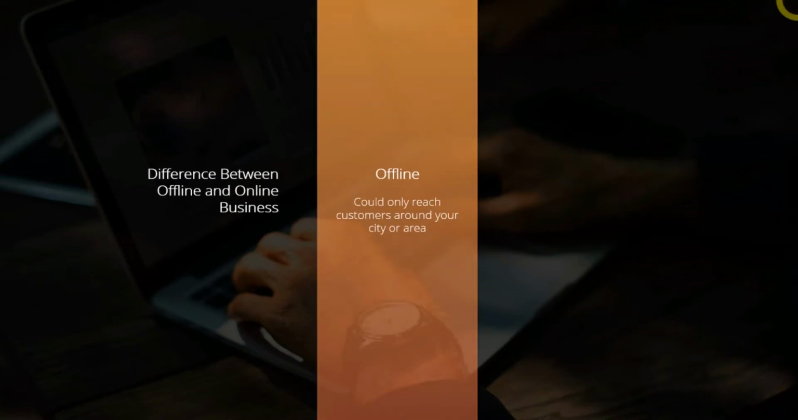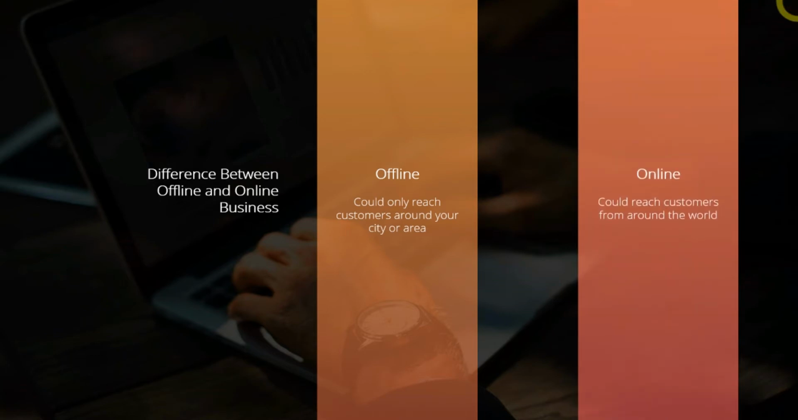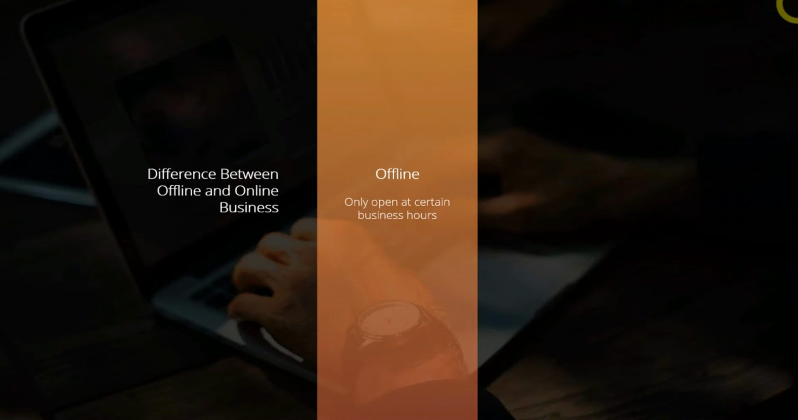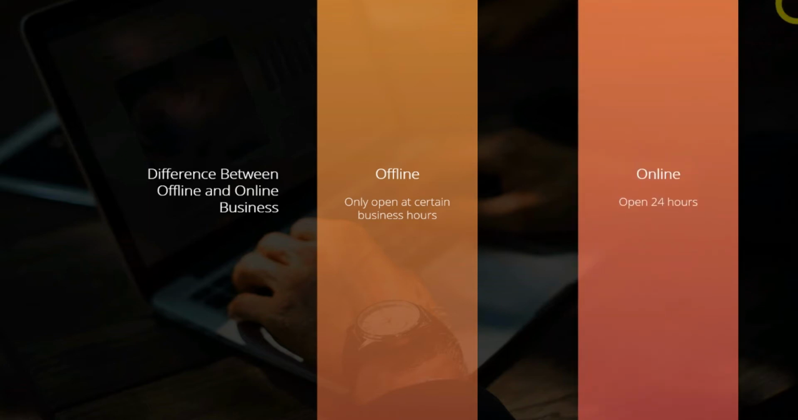And offline, generally you could only reach customers around your city or your area, such as your neighborhood. For online, we're talking about the world over. Another plus point for online business. However, you know that offline business usually opens at certain business hours, say from 9 to 5 or 10 to 10, while for online, it runs 24 hours. So you can get people purchasing from your online website while you are sleeping, literally.